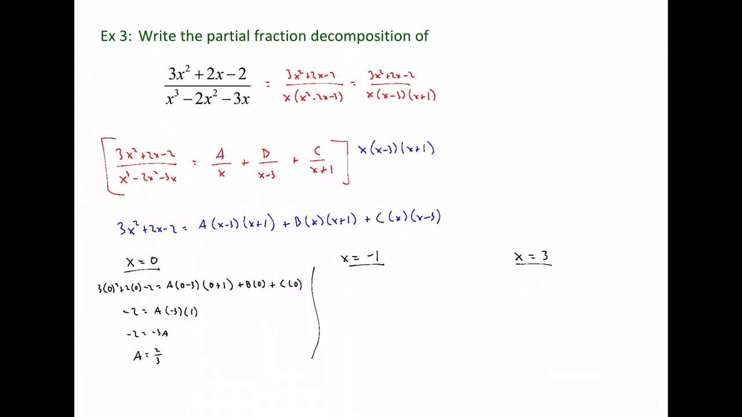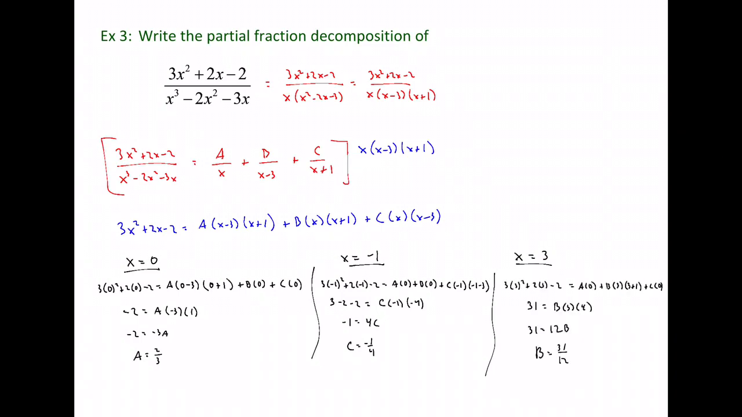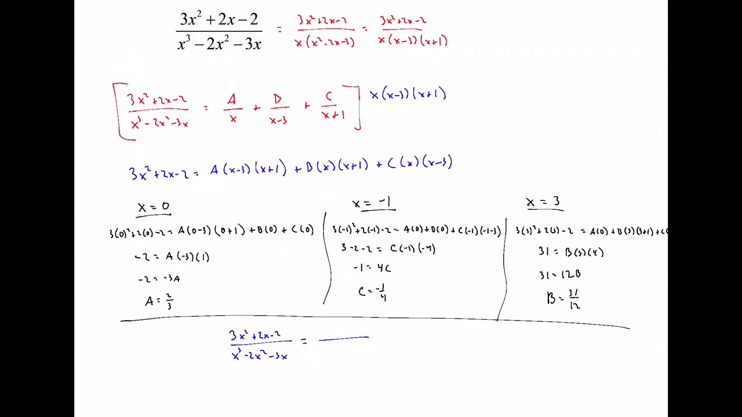Alright, we'll go ahead and plug in x equals negative 1 next. So after I plugged in the negative 1, I simplified and got c equals negative 1/4. And now we do it one last time with x equals 3. And so after plugging in x equals 3, I got b is equal to 31/12. So now we need to write our final answer.